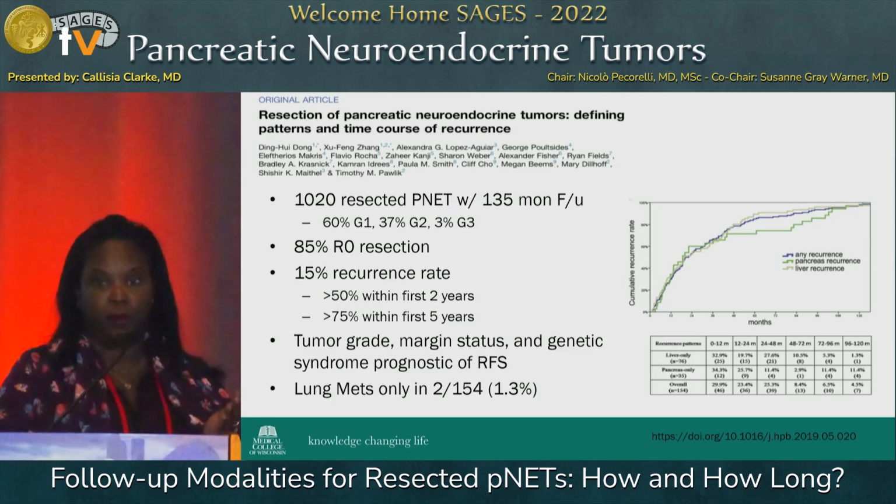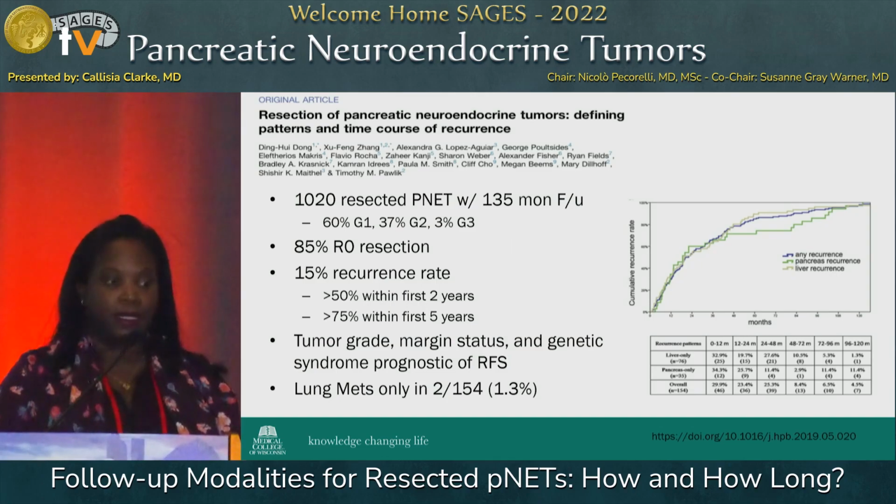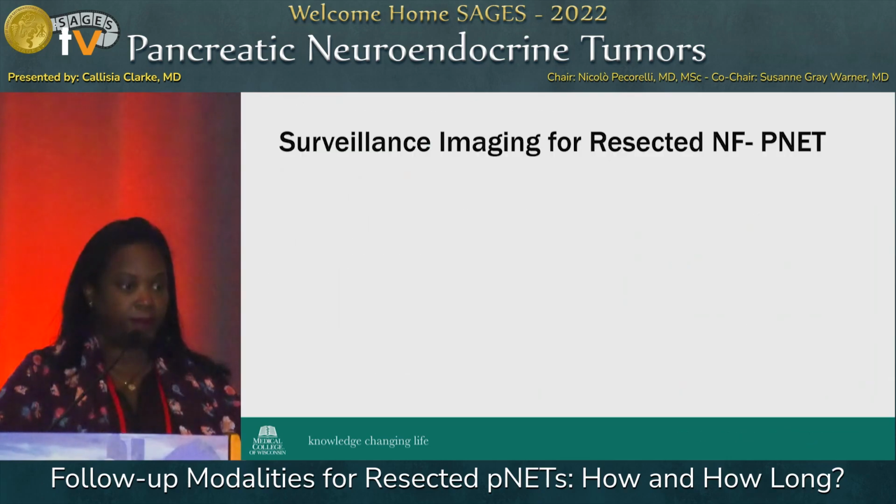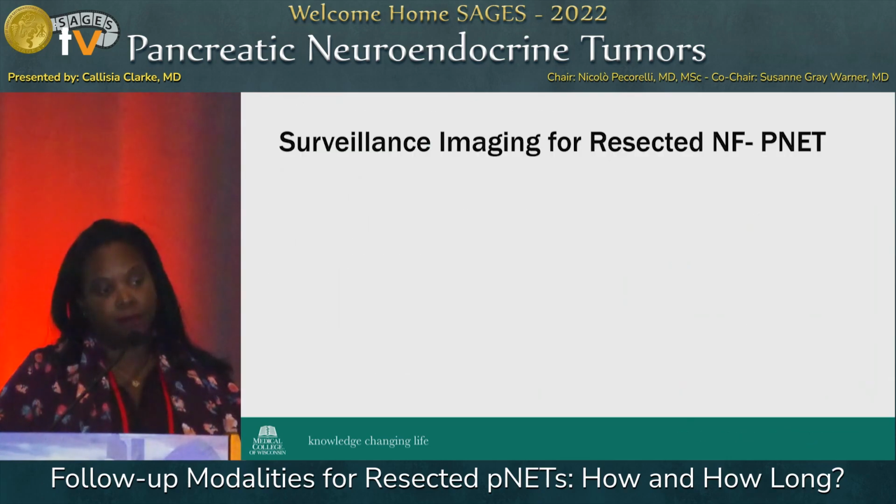So I think this is kind of important. It helps us figure out how long we should be following these patients, perhaps when to ramp up and when to ramp down the frequency of our surveillance, and also clearly tells us that we need to primarily focus on the abdomen.